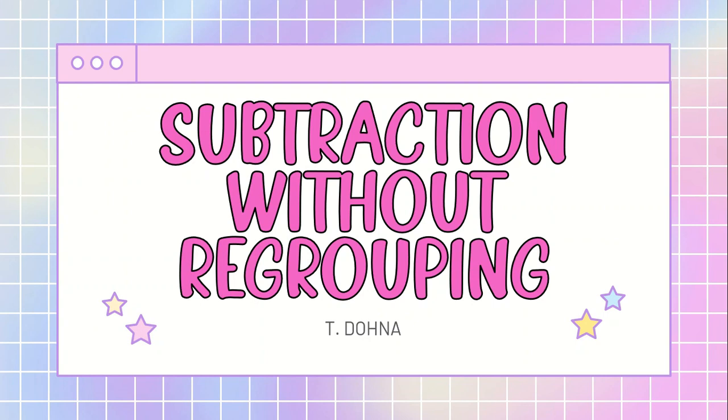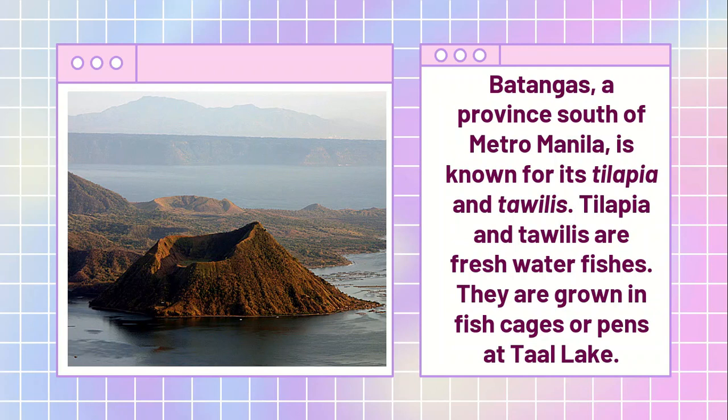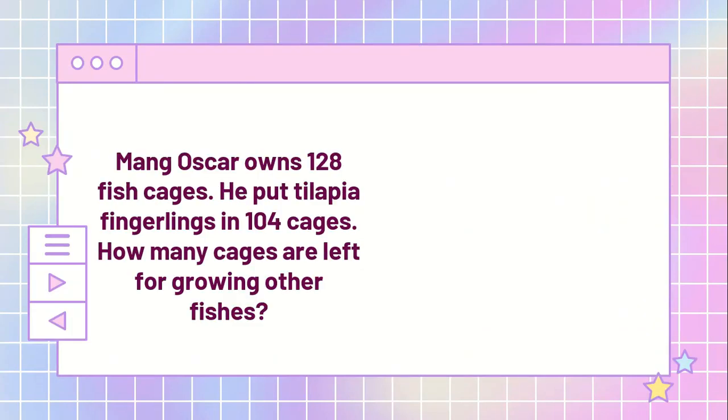So, let's continue. Batangas is a province south of Metro Manila, known for its tilapia and tawilis. Tilapia and tawilis are freshwater fishes. They are grown in fish cages or pens at Taal Lake, where the tilapia and tawilis live. So let's continue. We have here an example on how to do subtraction without regrouping.